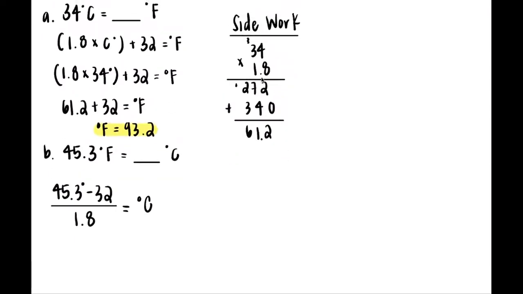So 45.3 minus 32 gives us a difference of 13.3. So we have 13.3 now divided by 1.8. Let's go ahead and look at some side work for that.